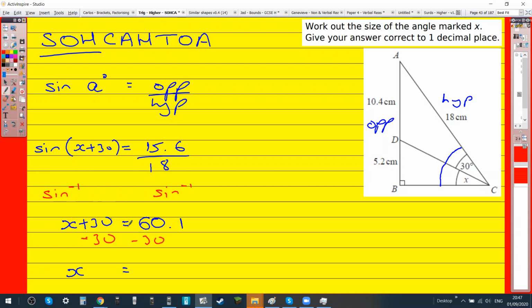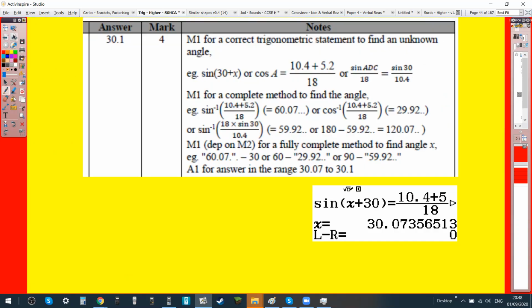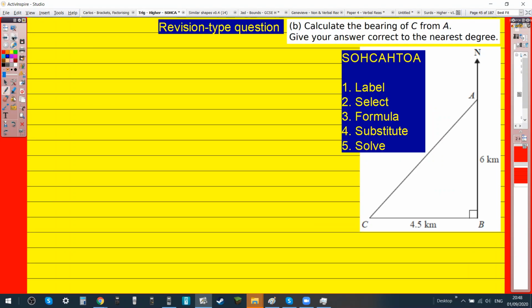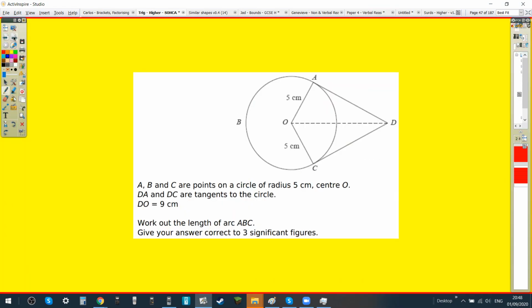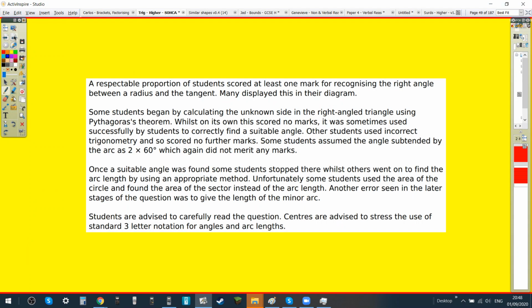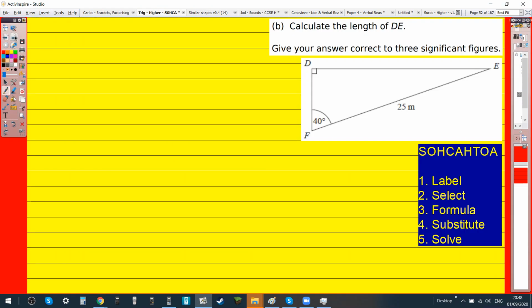So, x is 30.1. X is 30.1 degrees. Yes. So this total angle in the big triangle is 60.1. This is 30, so this must be 30.1. And 30.1, so that was a 4 marker. So it has a bit of extra stuff going on. Oh, yes, I can show you something in a minute, maybe. Revision type question. We don't need to do revision type of question.